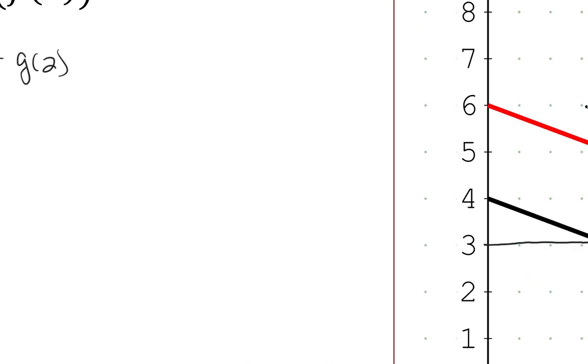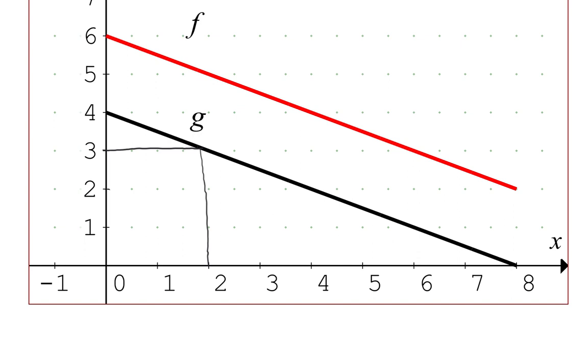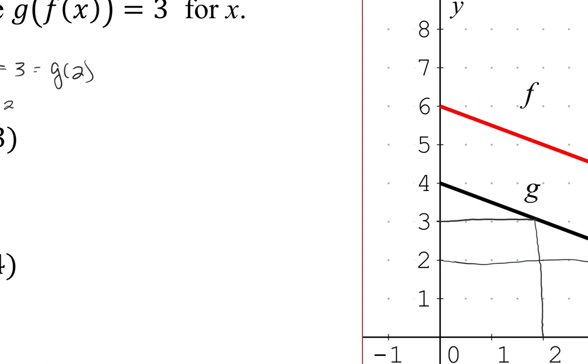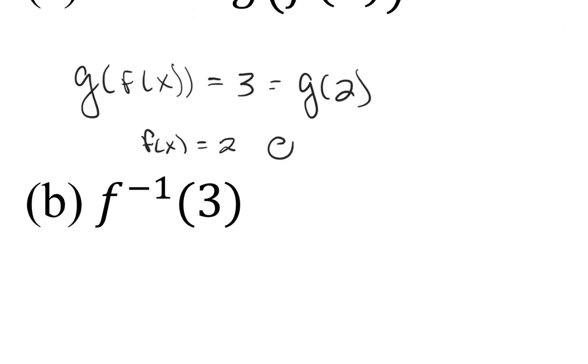Now again, just going to come over to our graph, carry 2 over, see where that intersects with our graph, then drop that down. It looks like that value, f of x is equal to 2 at x equal to 8. Perfect.